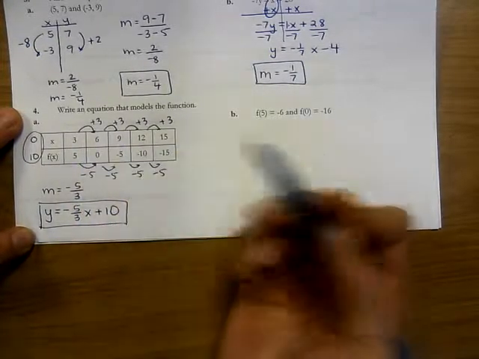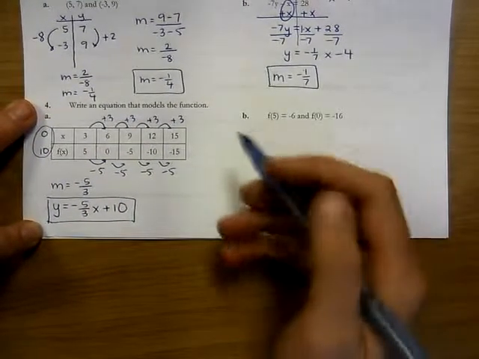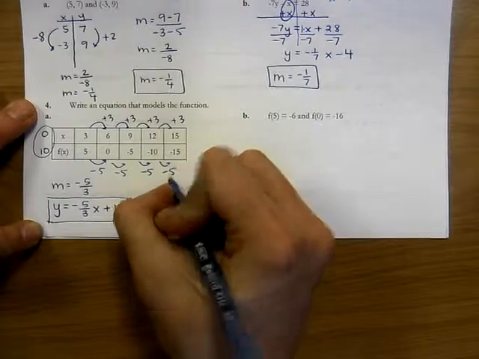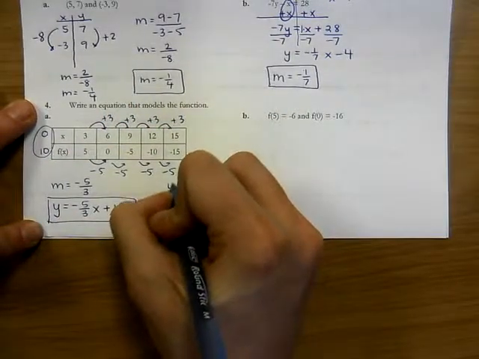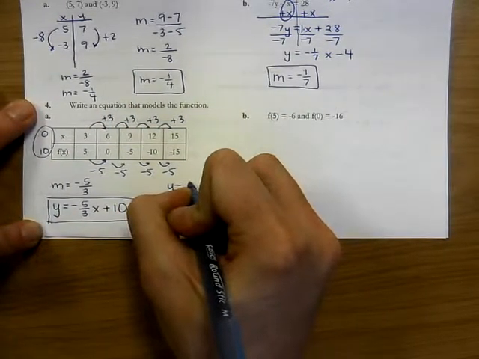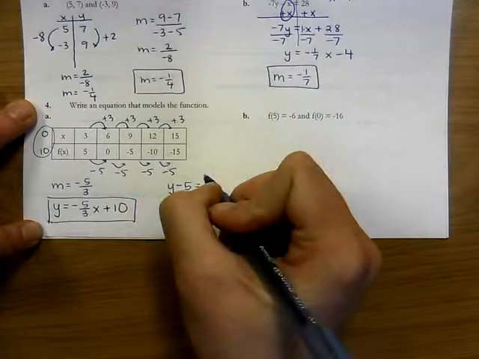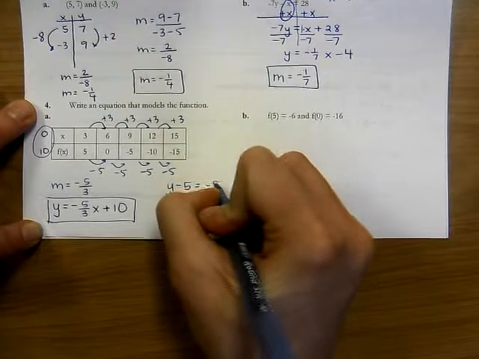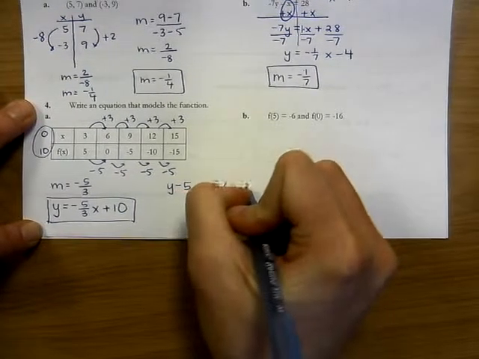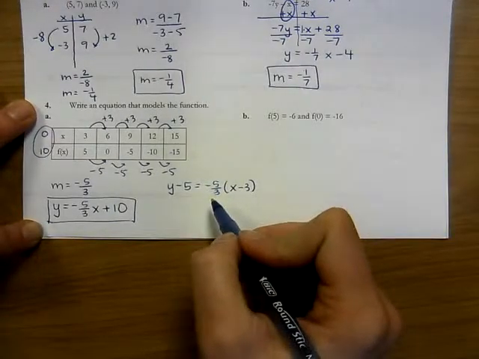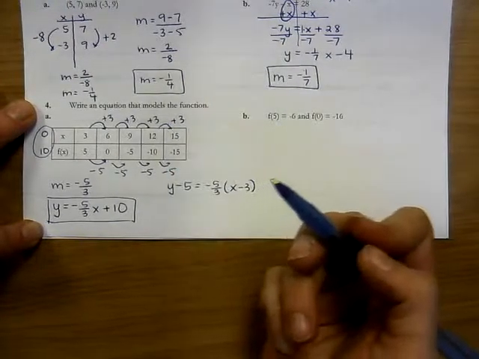I got the slope. I have a whole bunch of points to choose from. Some people like point-slope form. So I could choose any one of these points. So let's just choose the first one, 3, 5. Y minus y1 equals the slope times x minus x1. Now that would be the equation in point-slope form. That's fine. It doesn't tell us what form to use.